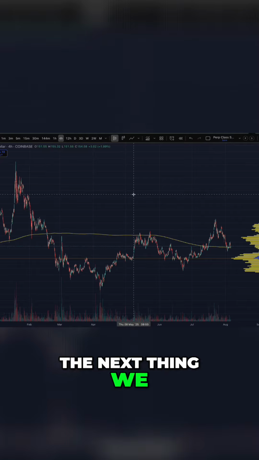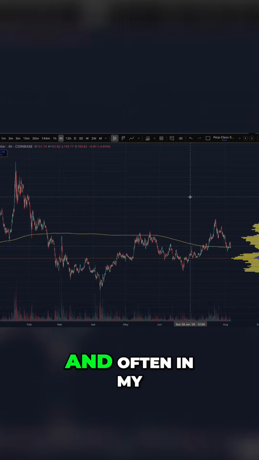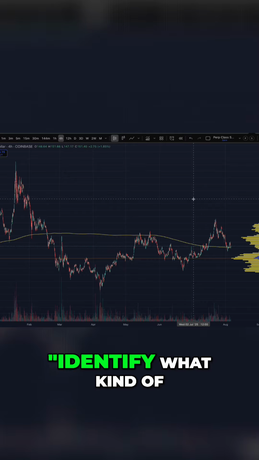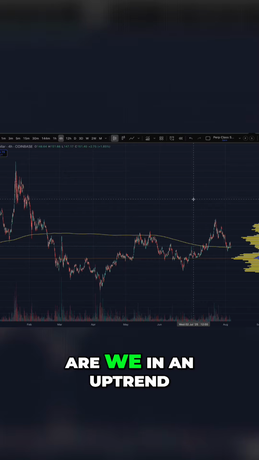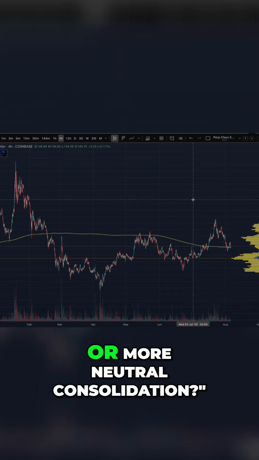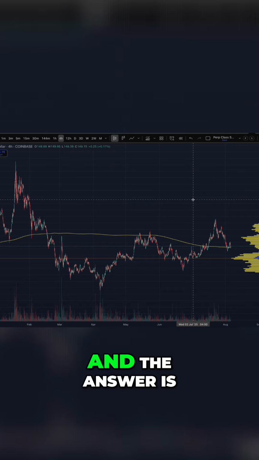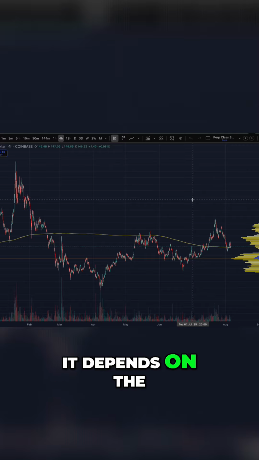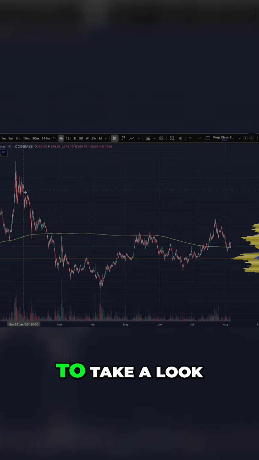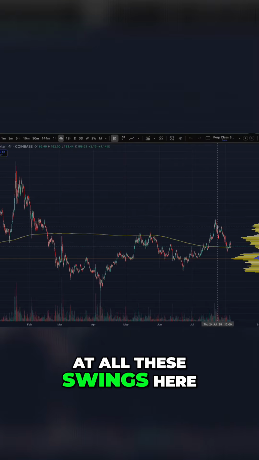Now, the next thing we have to do if we're zoomed back out is identify the trend we are in based on the price action. And often in my classes, I'll say identify what kind of trend we're in currently. Are we in an uptrend, a downtrend, or more neutral consolidation? And the answer is it depends on the time frame you're on. But I want you to take a look at all these swings here.